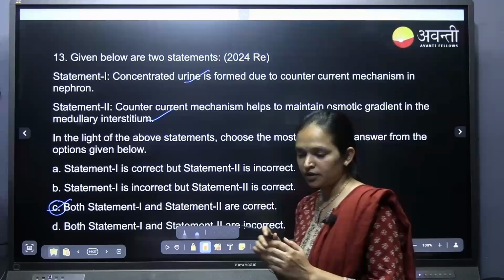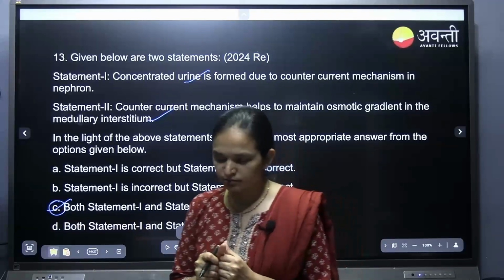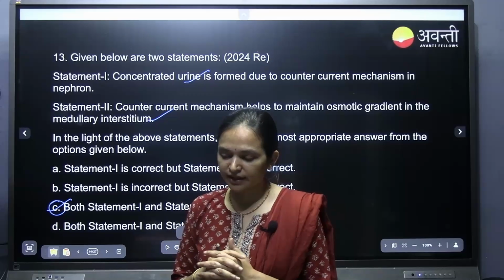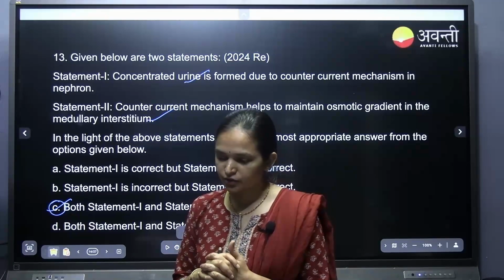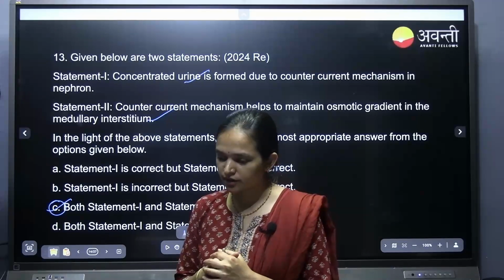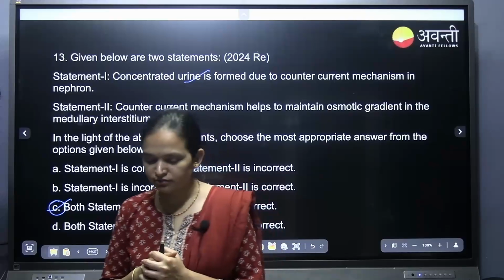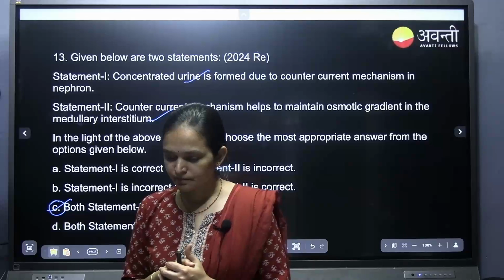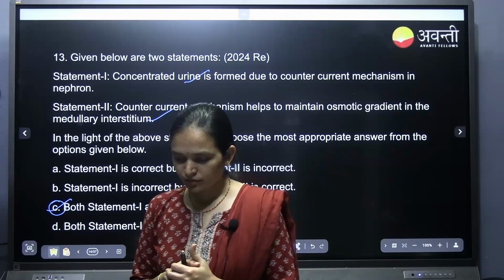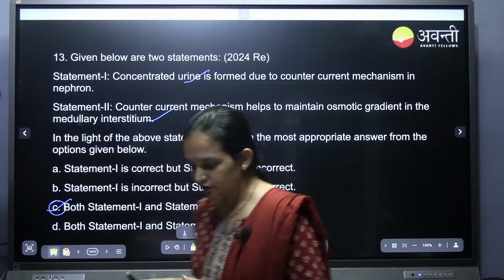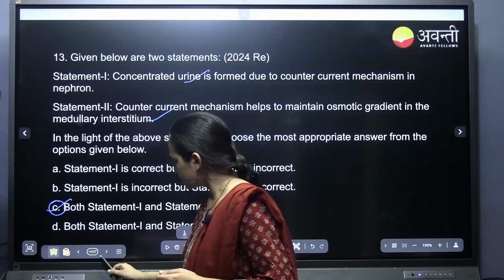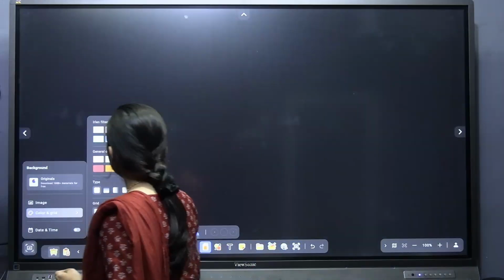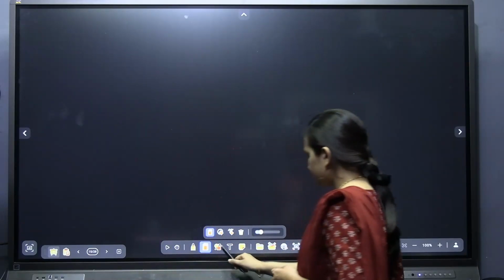Everybody having a good knowledge about counter current mechanism, give a quick thumbs up. Or if you have any doubt regarding counter current mechanism. Yes, Surabhi, well, she knows it. The rest, Sakshi, Kiran, do you know it? Kiran doesn't. Okay, we'll go through the counter current mechanism first.